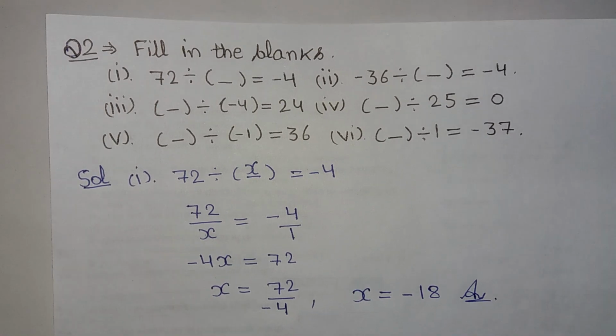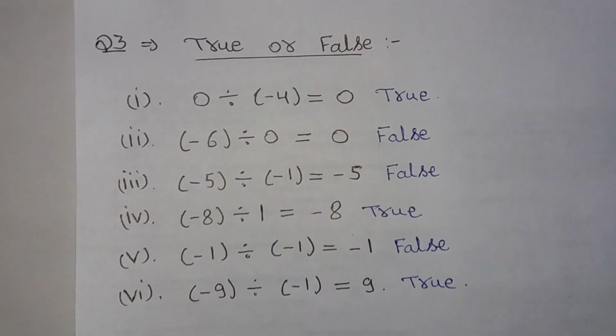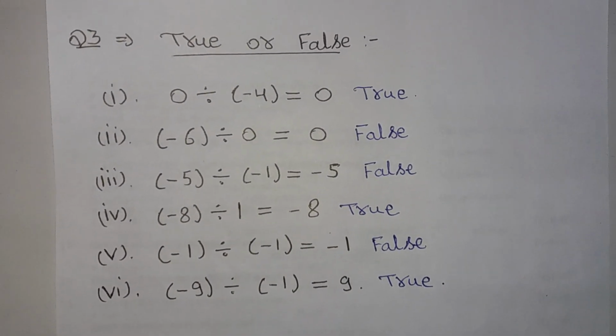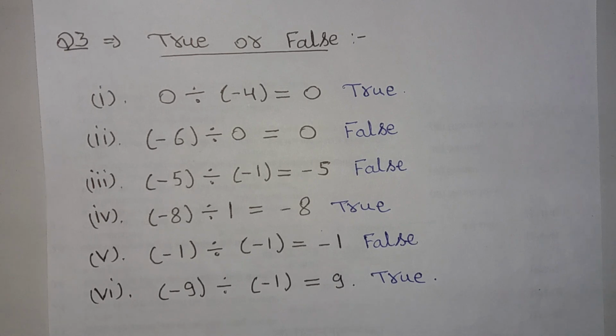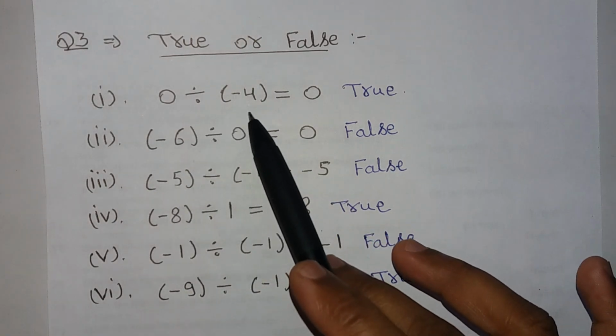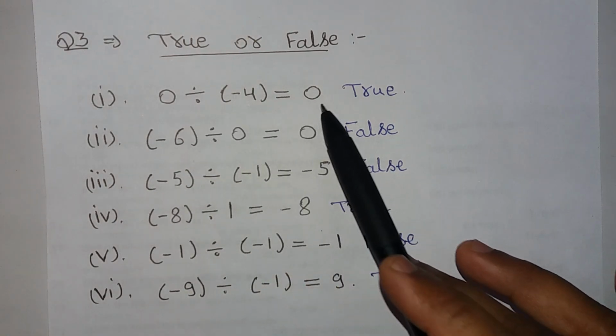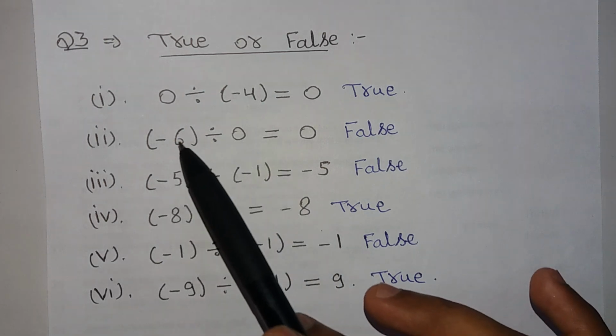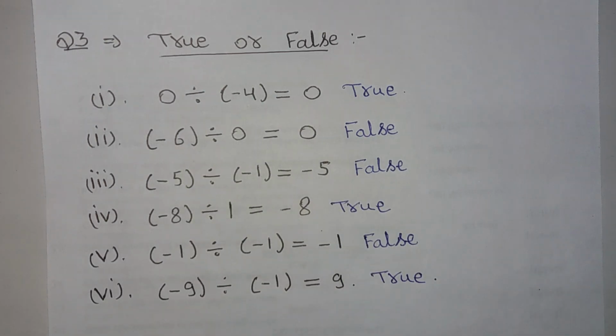So after this, the next question. See question number 3. In this you have to tell true or false. First part, 0 divided by minus 4 equals 0. Yes, it is true. When we divide 0 by any number, it will be 0.